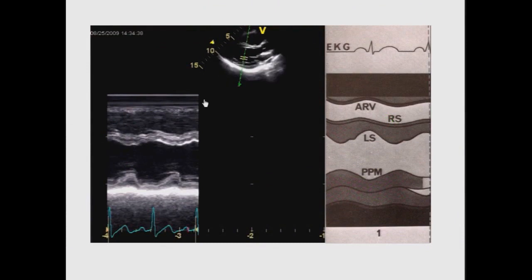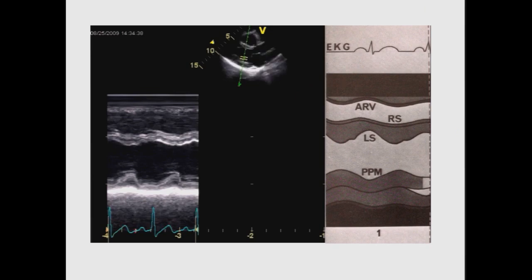What we see when we have the M-mode cursor. Sure. This one here? Arsenio, you mean this? This one? Okay. That's easy.